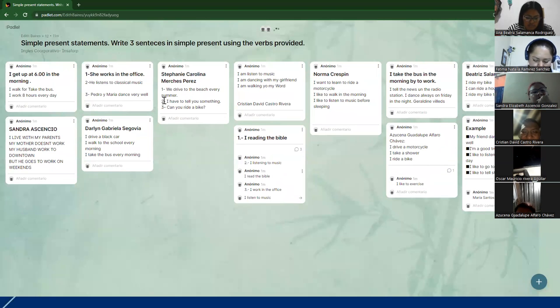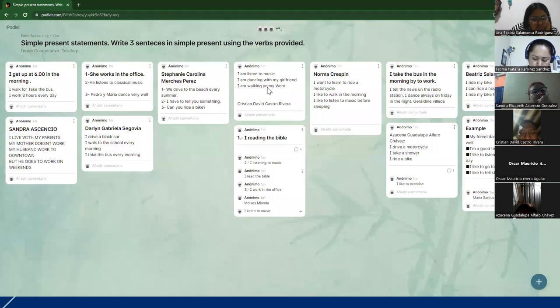Here is a spelling mistake. Hay un spelling mistake ahí. Maybe you want to write two, right? Yes, el corrector de teléfono. Okay. I walk for take the bus. I want to take, okay, to take the bus.